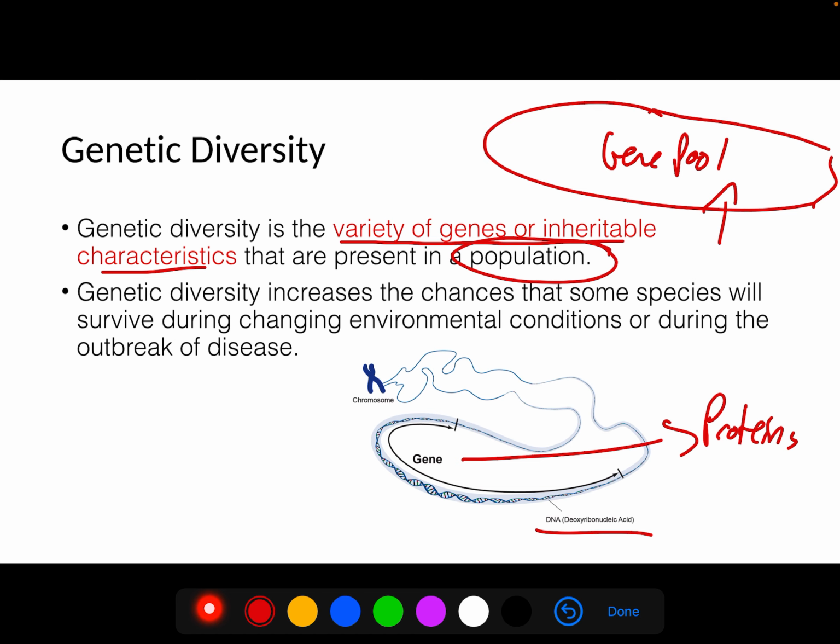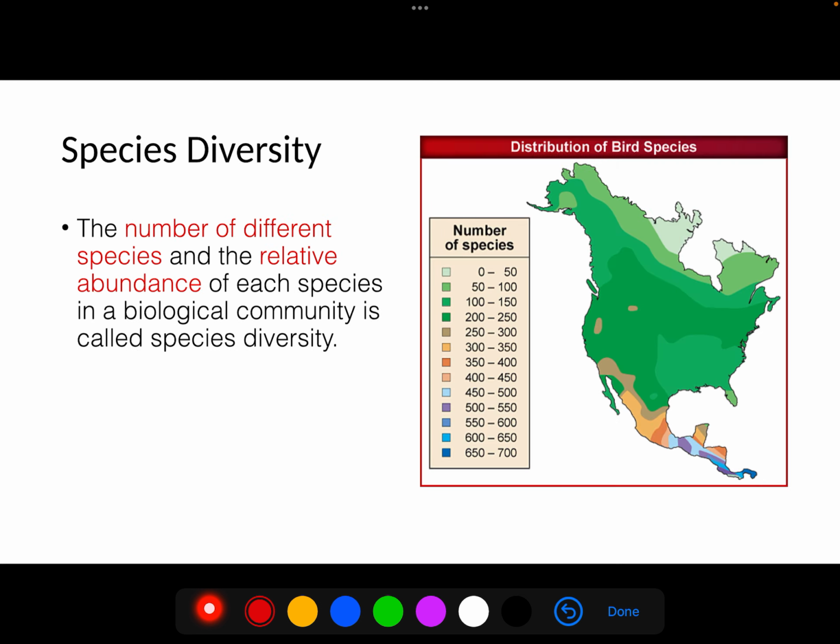And the more differences there are, usually, obviously, the species has a better ability to survive when the environment changes, okay? So differences are good when it comes to genetic diversity, okay?